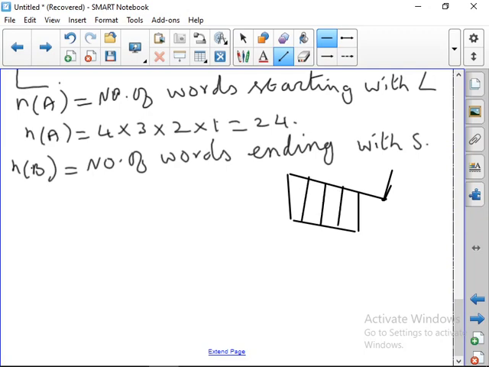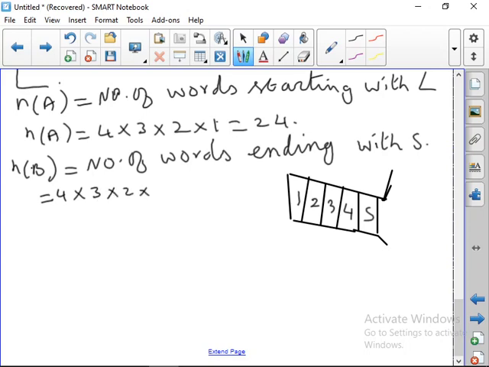1, 2, 3, 4, one more. Okay, so it's ending with S. So ending with S means here it is S. Okay, then start from here. This can be filled in 4 ways, this can be filled in 3 ways, 2 ways, 1 way. From left to right also you can go, nothing wrong. So n of B is equal to number of words ending with S. Therefore, it is equal to 4 into 3 into 2 into 1, which is equal to 24 again.